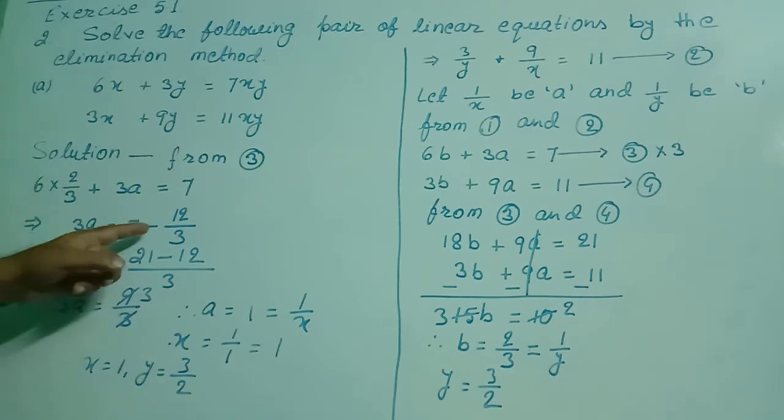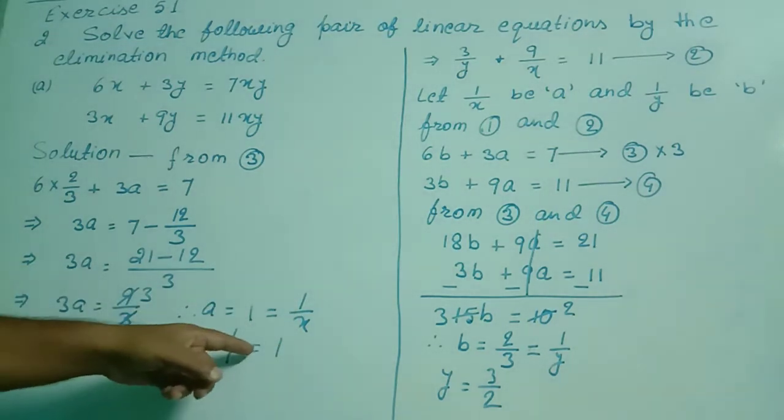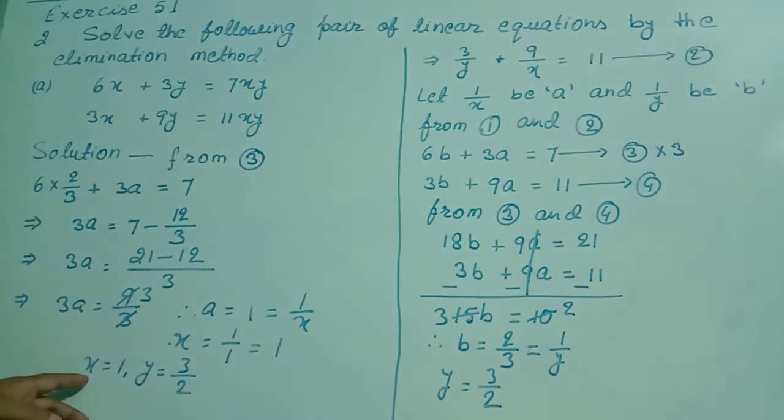This side was plus, after going that side it will be minus, following the rule of transposition. Then 3a equal to, this became LCM, 21 minus 12, 3a equal to 9 by 3, 3 3 are 9, 3a equal to 3, so a equal to 1, and that is equal to 1 by x. So x equal to 1 by 1 or x equal to 1. Therefore these values became x equal to 1 and y equal to 3 by 2.